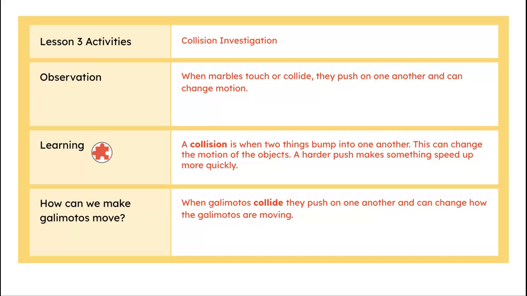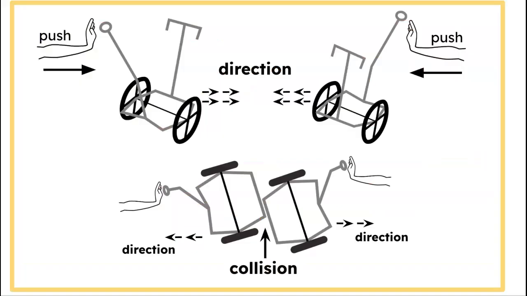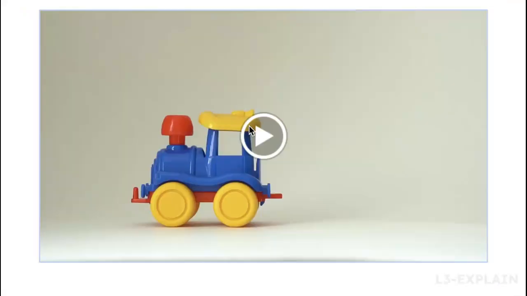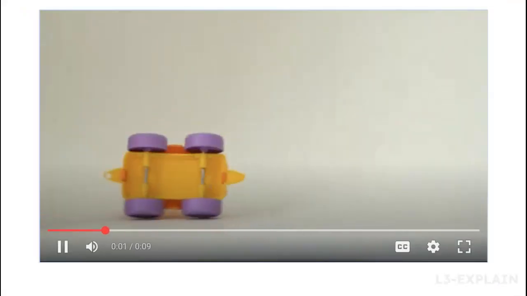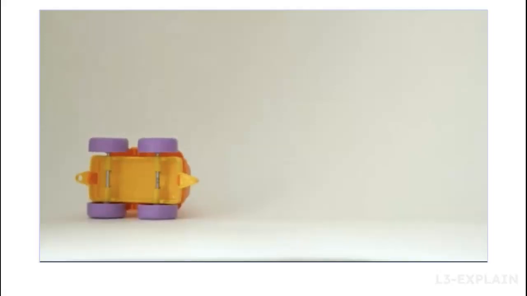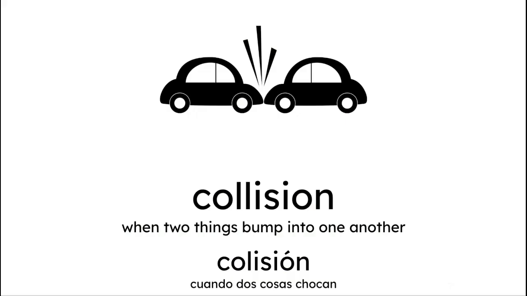By the end of the discussion, students should understand that when Galimotos collide, they push on one another and can change how the Galimotos are moving. You can add a drawing to help students summarize their learning from the investigation. During the discussion, you'll play a few collision video clips. You'll talk with students about how each collision changes the motion of the cars, and post the collision vocabulary card.